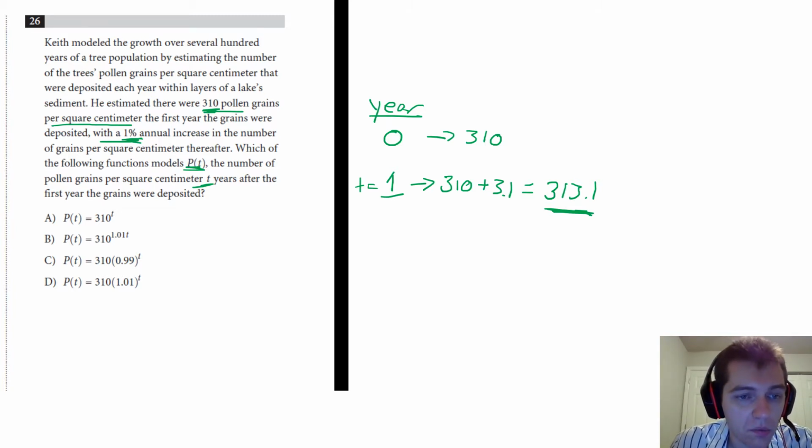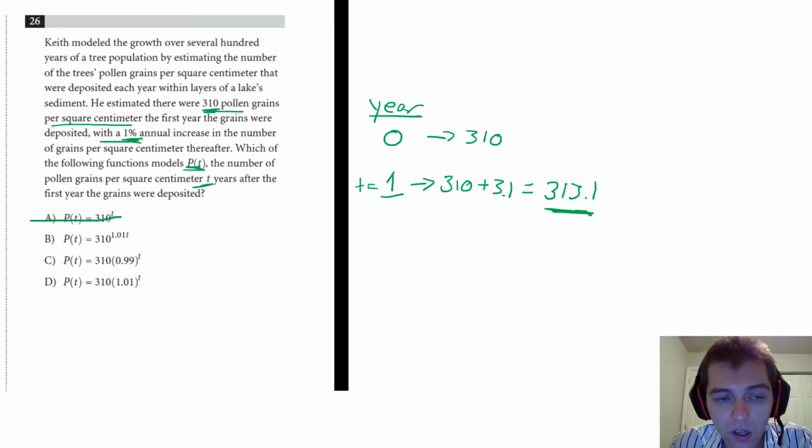So A, P is equal to 310 times t. That's obviously incorrect. It doesn't incorporate the 1% at all. And if you plug in t is equal to 1, in this case, you'll just be left with 310. That's incorrect. B, you can plug in the 1. You'll be left with 310 to the 1.01. You can go ahead and plug that right into your calculator. You'll find it does not equal that 313. I know this isn't the form the exponential equation takes, but go ahead and plug it into your calculator. You'll find that doesn't work.